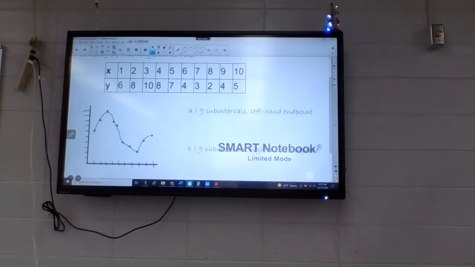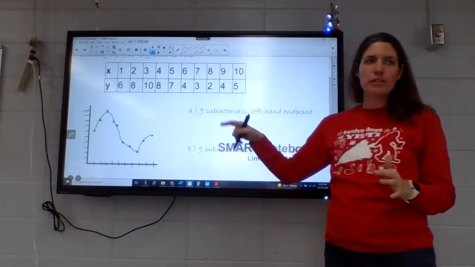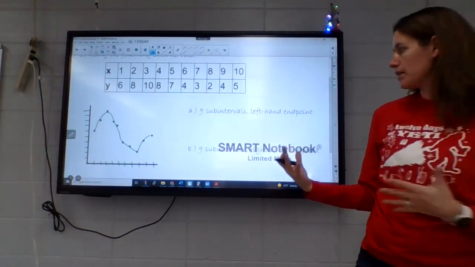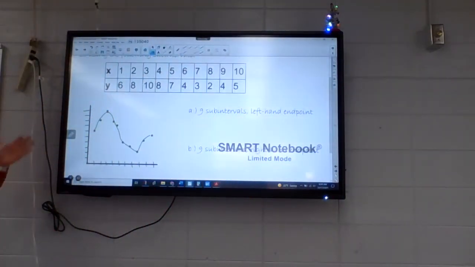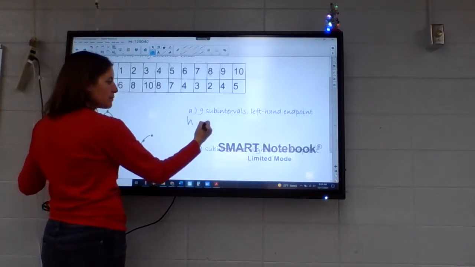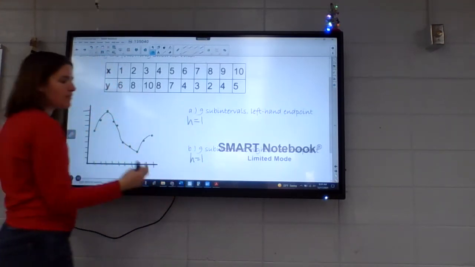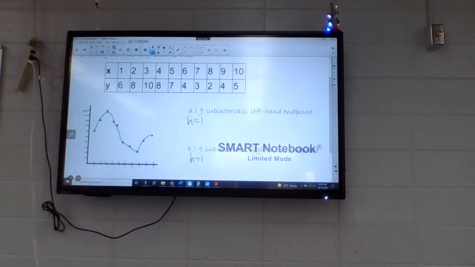Another thing that might be confusing is the fact that there are 9 subintervals. You might say, why aren't there 10? Because if you're talking about the space between points, there's always one less. So if there are 10 points, there are 9 spaces between those points. So 9 subintervals is probably an easy default. What that means is every subinterval is going to be how wide? It's just going to be 1 unit wide. So h is just going to be 1 in both of these, which makes finding the area a lot easier, because then all we're looking at is the value of the function at each of those points.